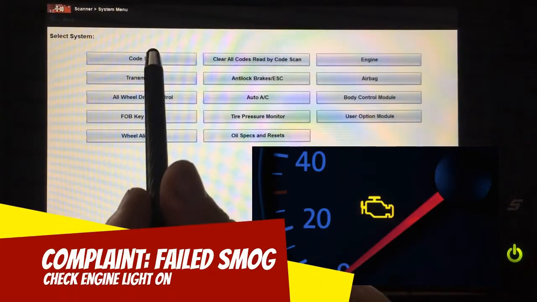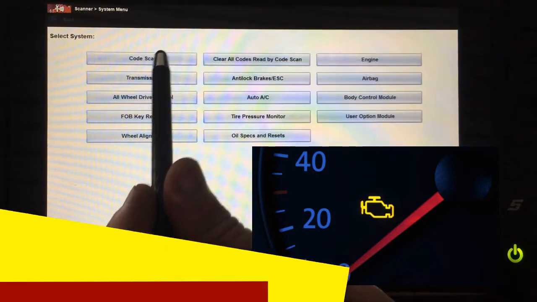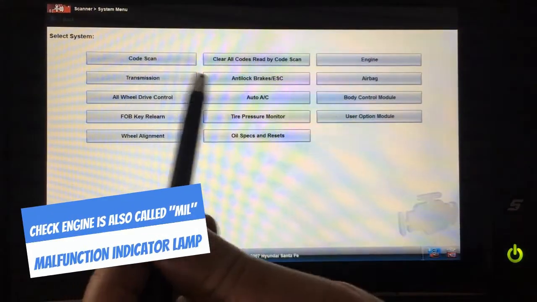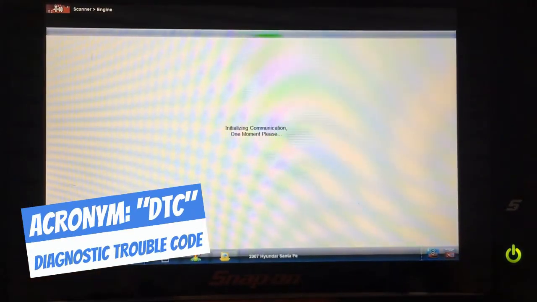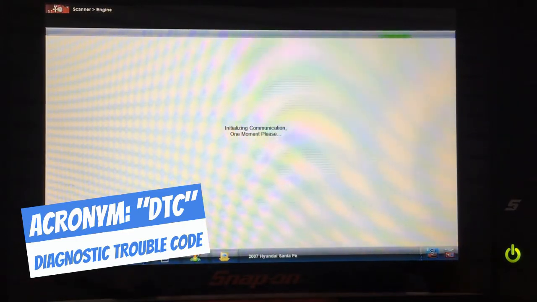So I'm not gonna do a code scan because that's gonna scan all the computers on the car. I wanna go straight to engine because we're worried about smogs. And I'm gonna pull up my code right away. And let's see what the code is. Real simple.